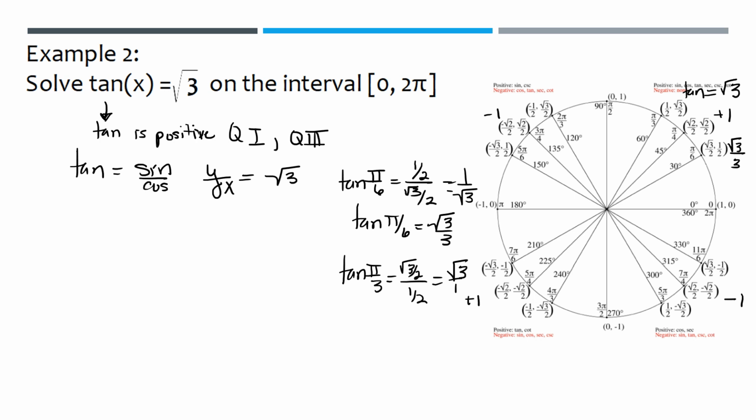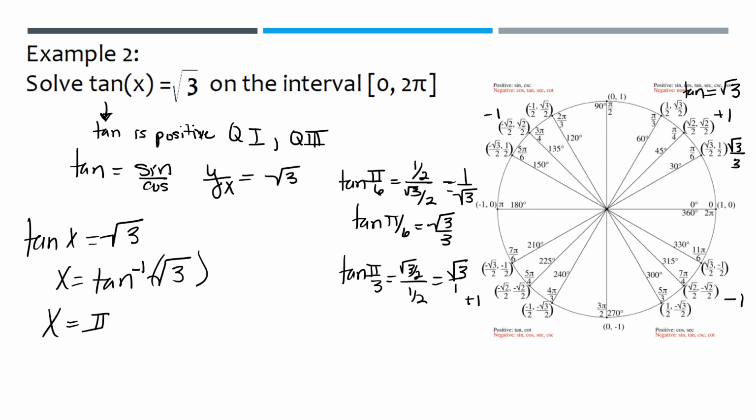Again, once you know tangent in anything in the first quadrant, you can just reflect it around to get your positive and negative values in each of the quadrants. All right, so back to our original equation. Tangent of x equals the square root of 3. Again, to isolate x, we need to do tangent inverse of the square root of 3. And we've determined that tangent has a value of positive root 3 at pi over 3.